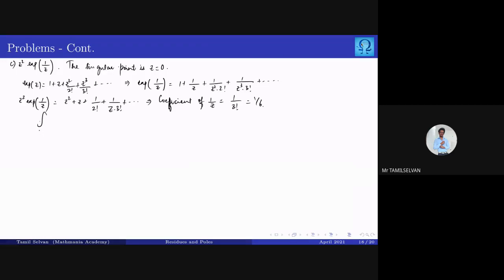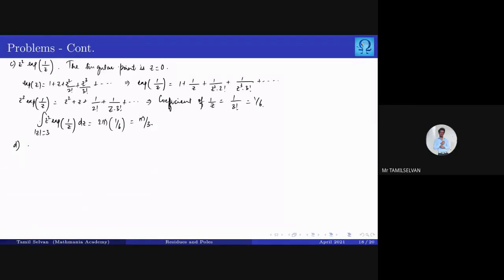Therefore, the integral over mod z equals 3 of z squared exponential of 1 upon z dz is nothing but 2 pi i multiplied with 1 upon 6, which is nothing but pi i upon 3. Is that clear? Yes, sir. Okay.